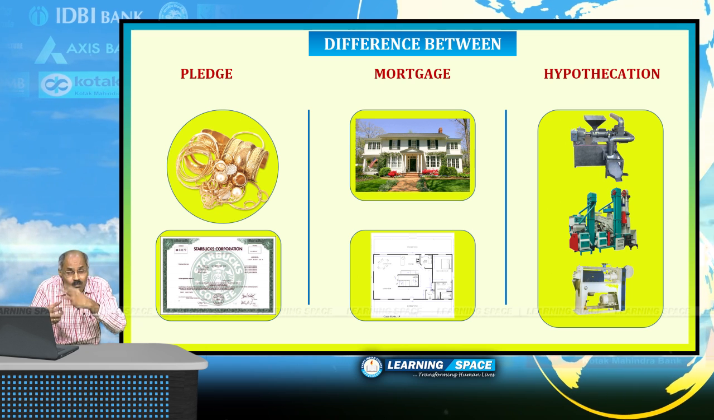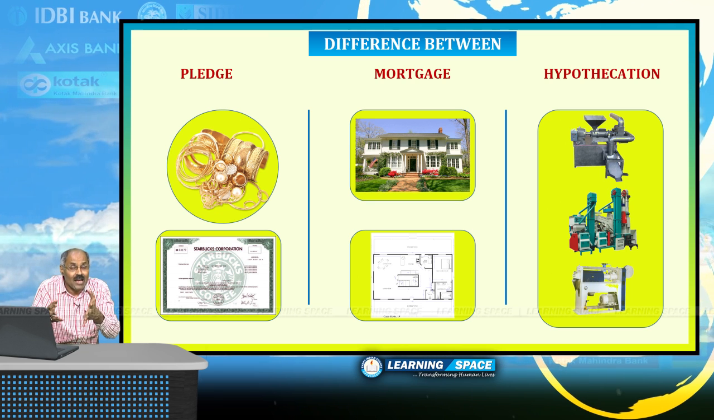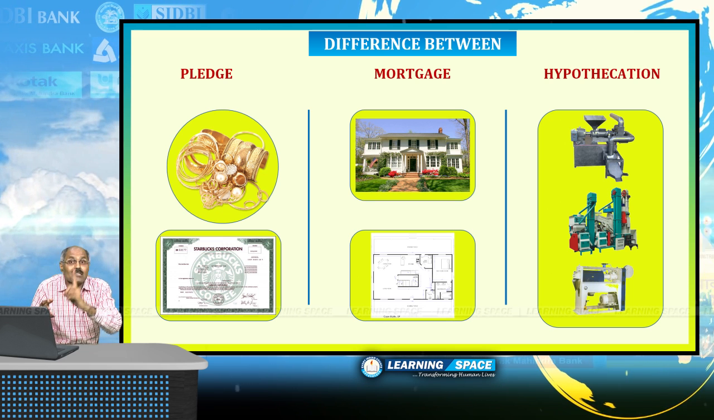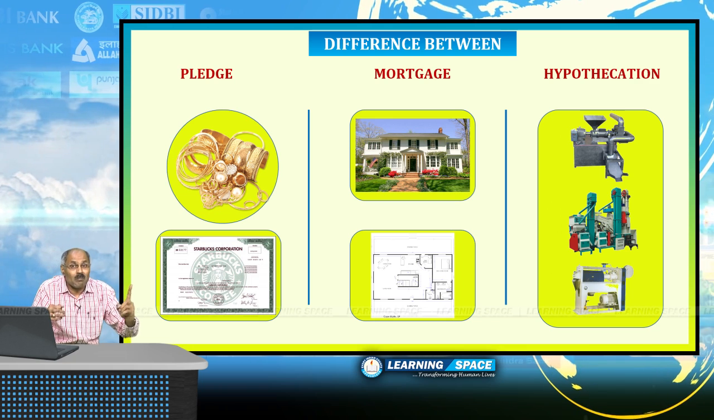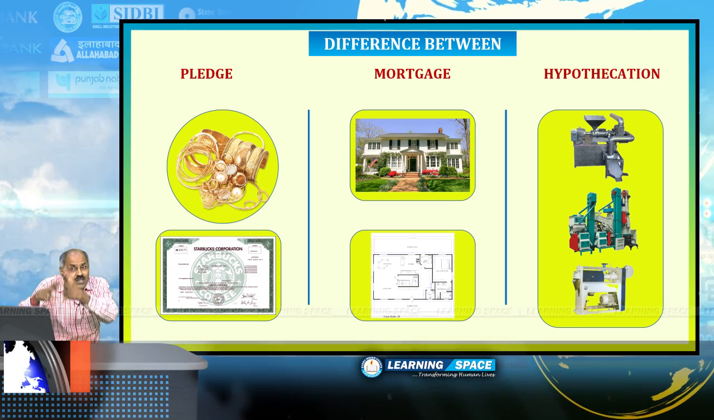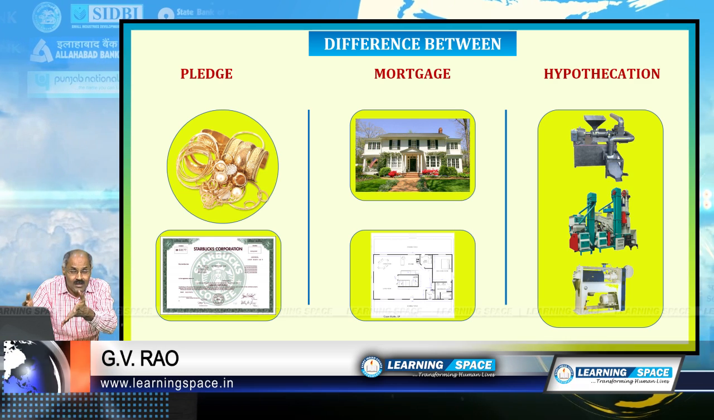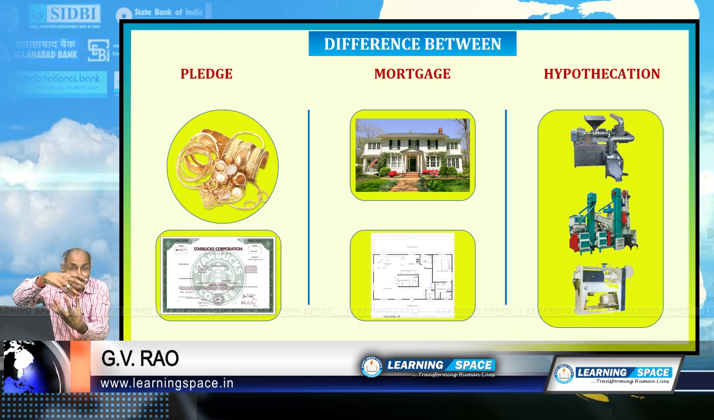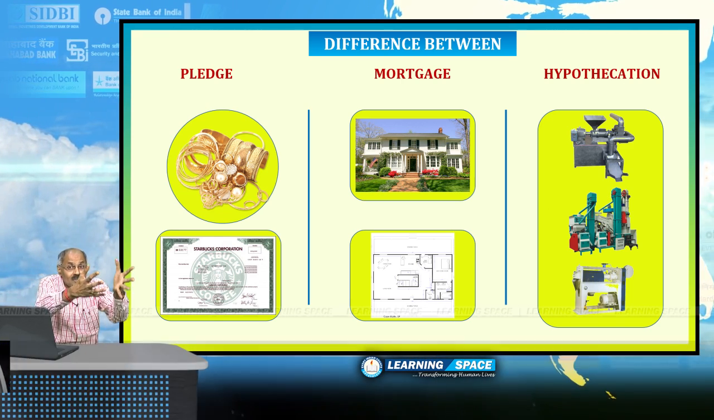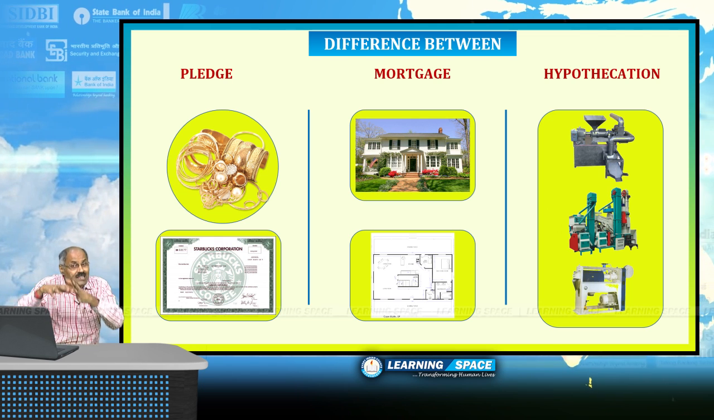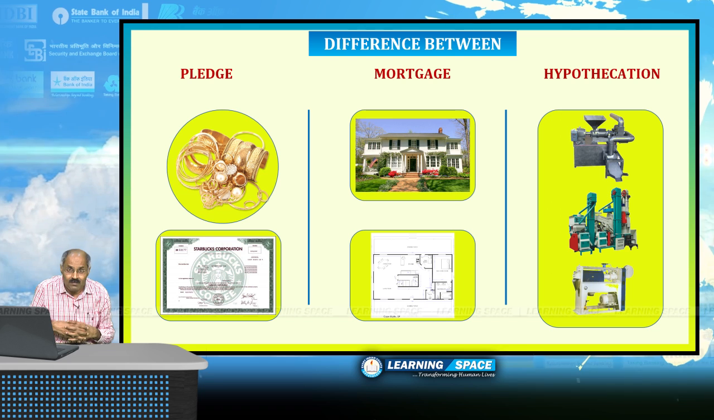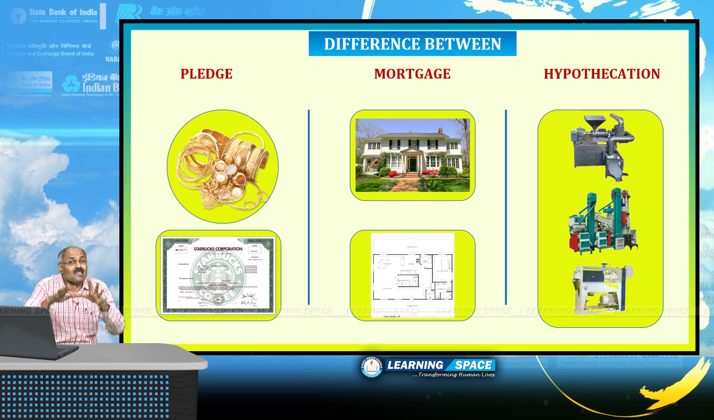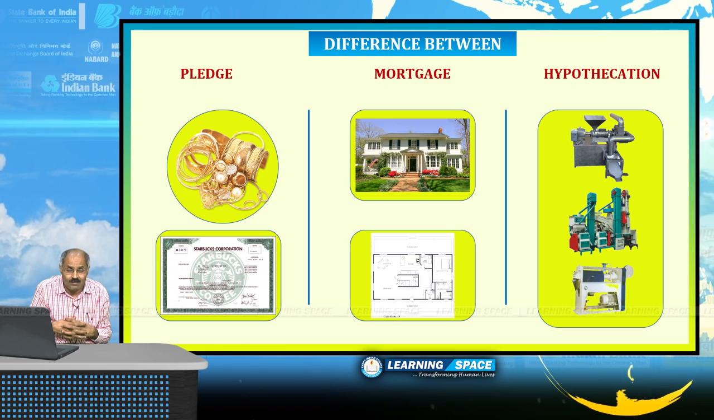And from the banker's point of view, this hypothecation is having more risk. Hypothecation has got more risk from banker's point of view because the borrower can do some mischief with this machinery and banks may not be able to get back the money if the borrower failed to pay back to the bank. The best security is pledge and the risky security is hypothecation, right? So this is the difference between pledge, mortgage and hypothecation. These three are collateral securities.